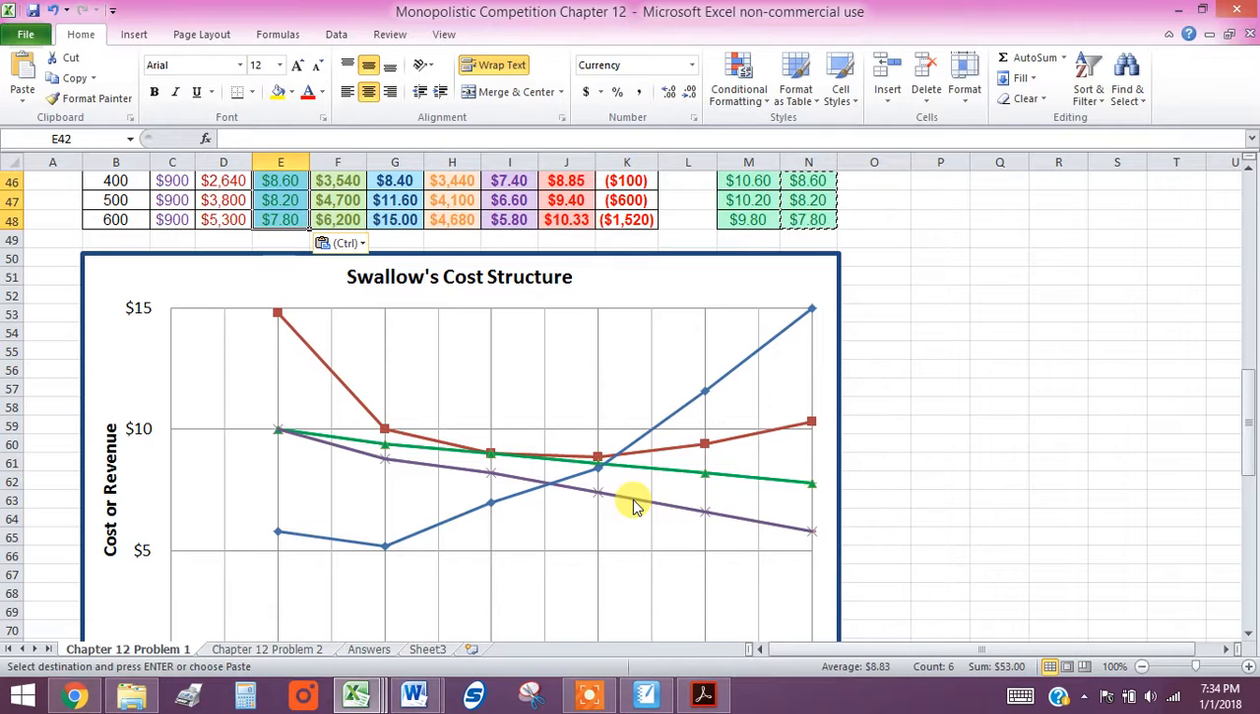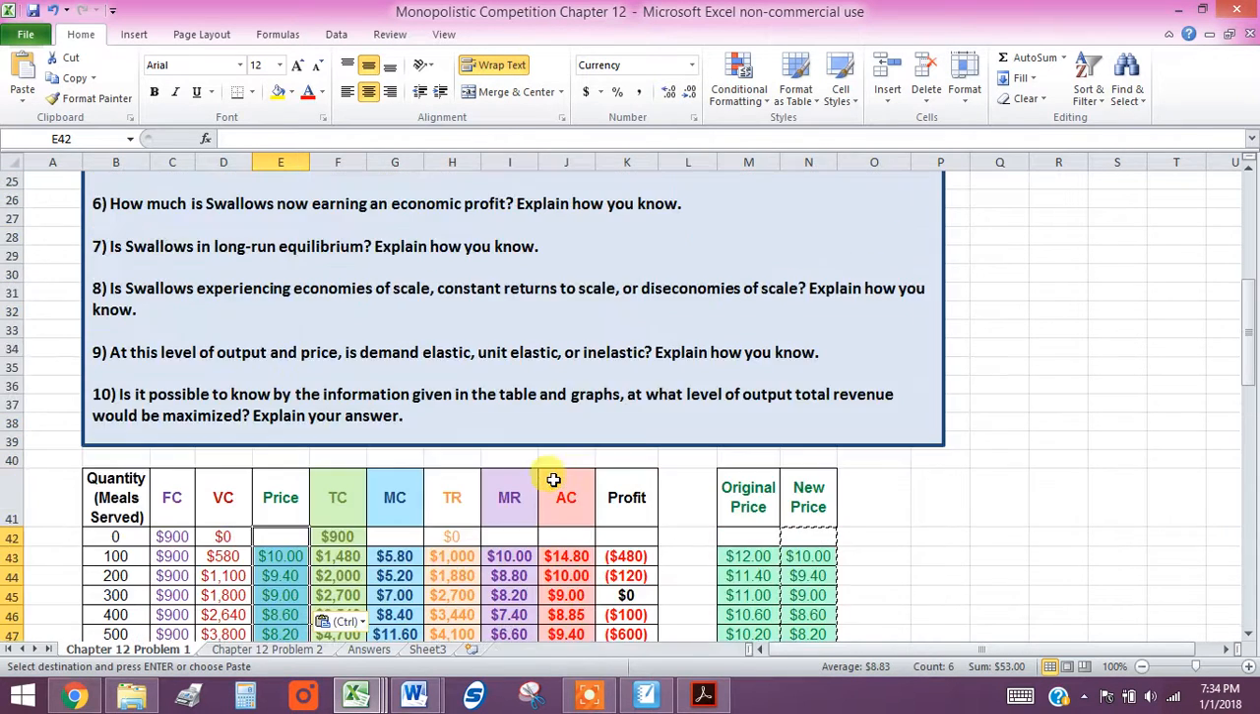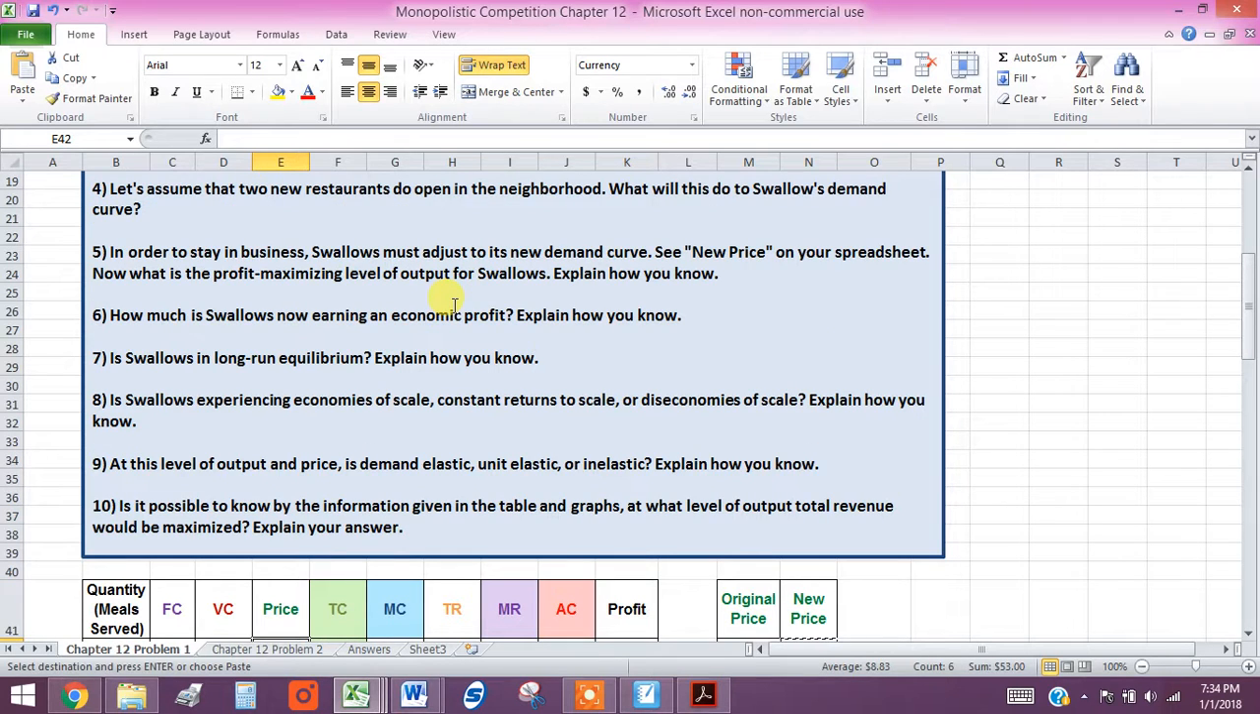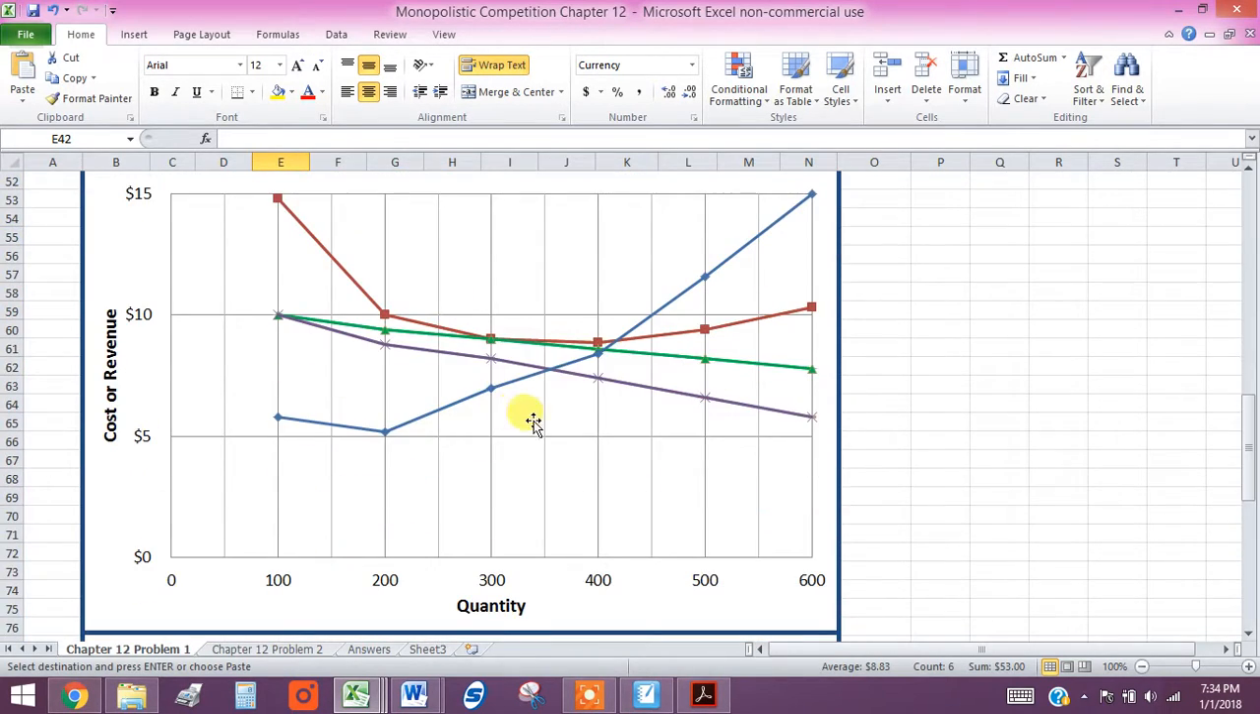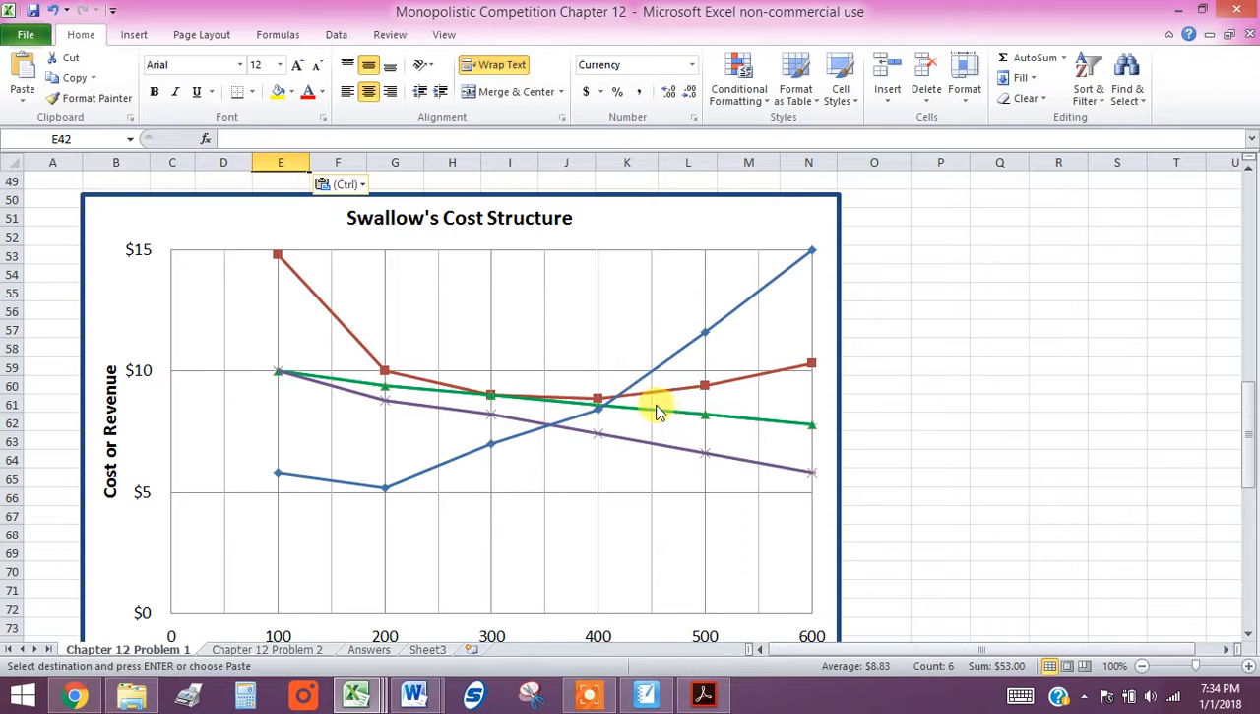Okay, now we are at a point. Now if we look at it, we can see that marginal cost crosses marginal revenue right here. So if we move up from that point, we're going to go back. So actually, I'm going to save that part, which I think is question number 6, right? For the next video, we'll pick up and we'll look at exactly where Swallows is going to operate with the new demand curve, which is lower, and the new marginal revenue curve as well.